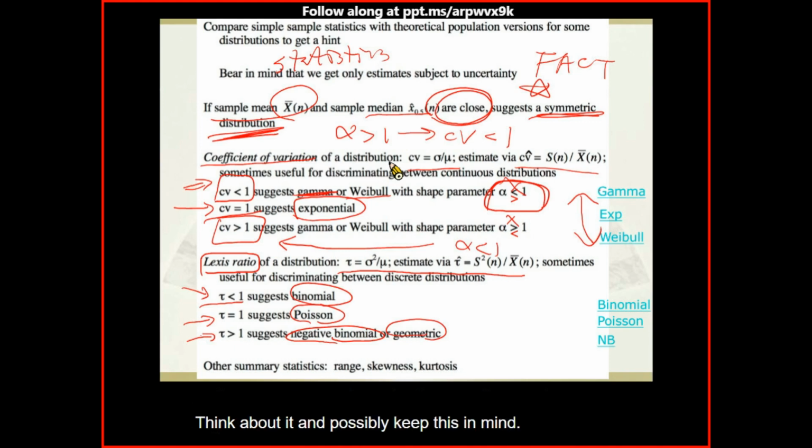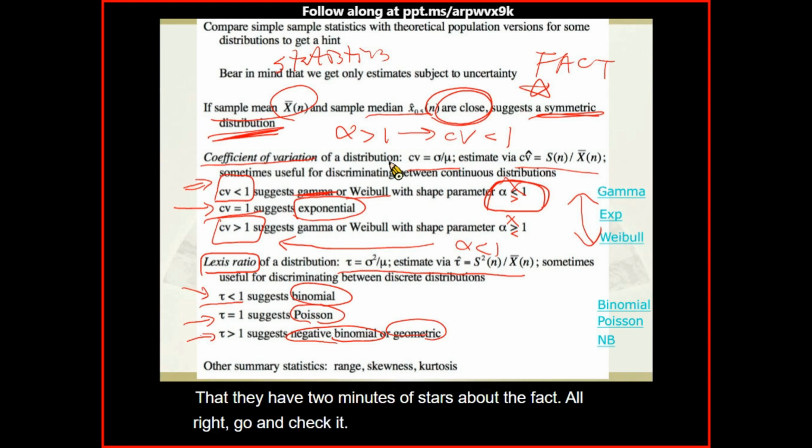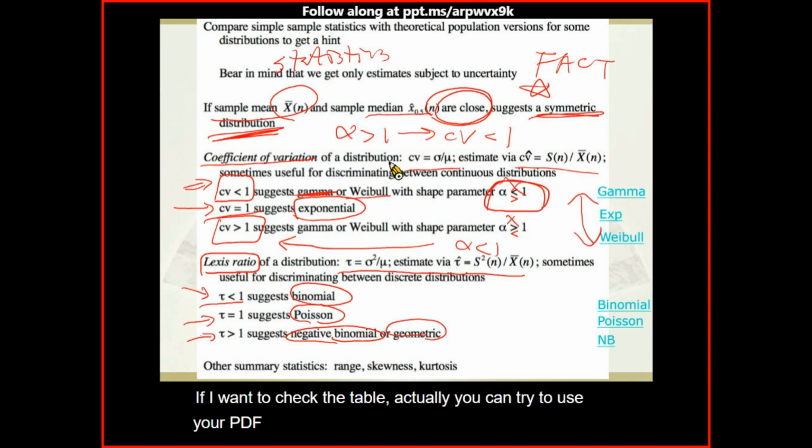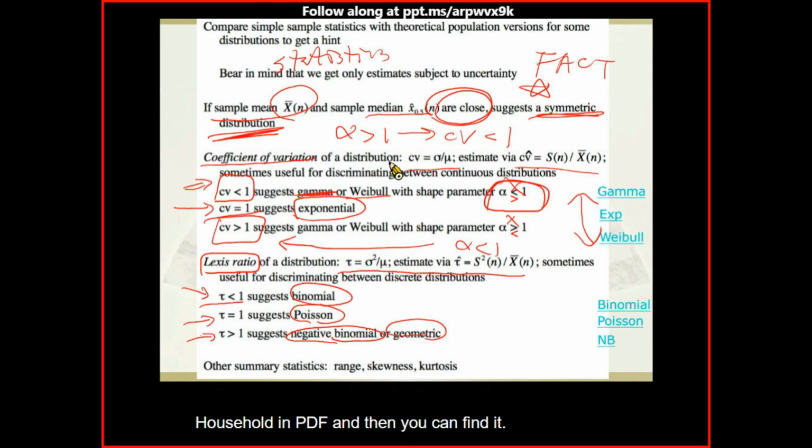Now we have 2 minutes to discuss the facts. All right, go and check it. If you want to check the table, you can use your PDF file. Then I think you can check gamma, Weibull, is it true? When alpha greater than 1, then we have a CV lower than 1. You can check your textbook in PDF and I think you can find it. Check it for 2 minutes. If it is okay, then we move on to the next one.